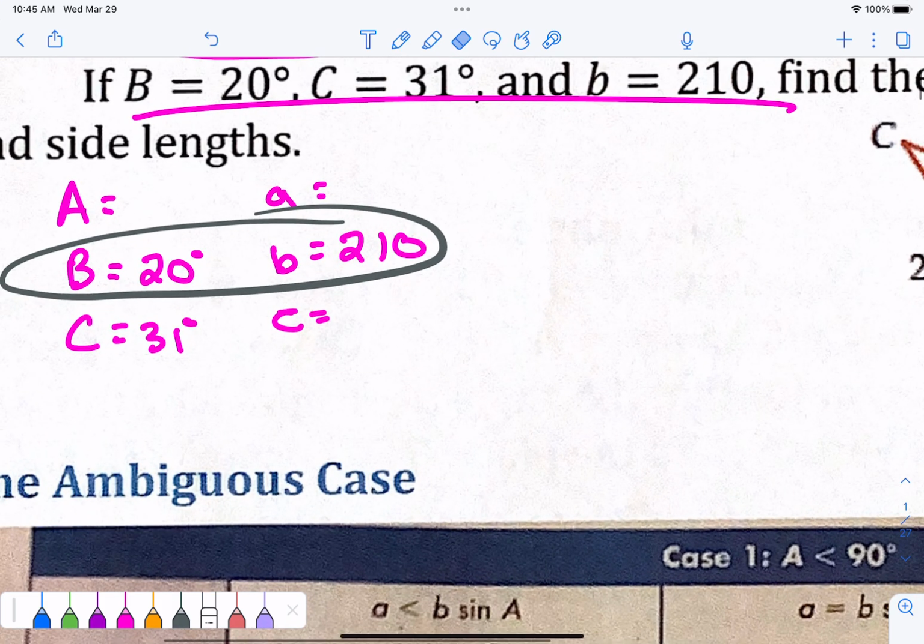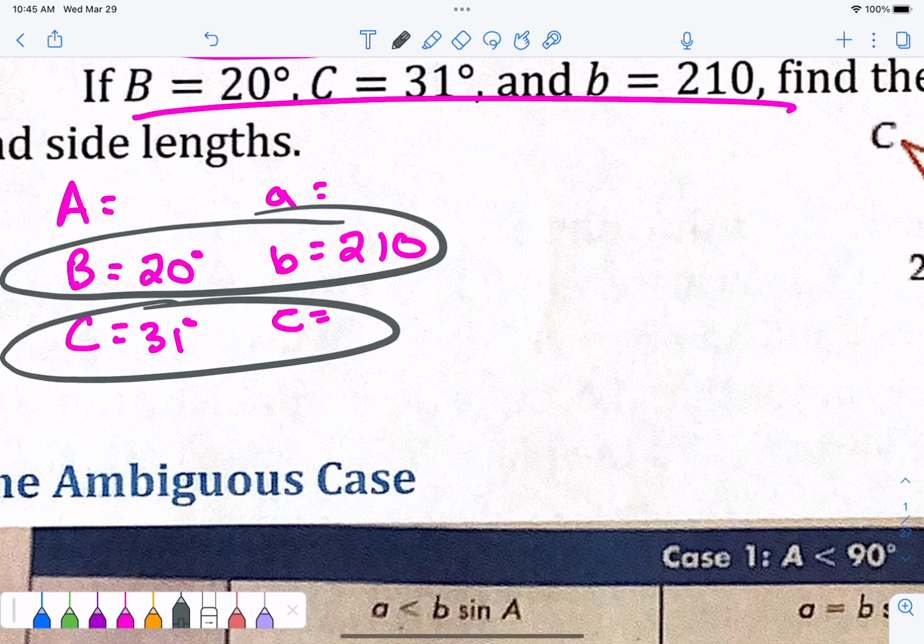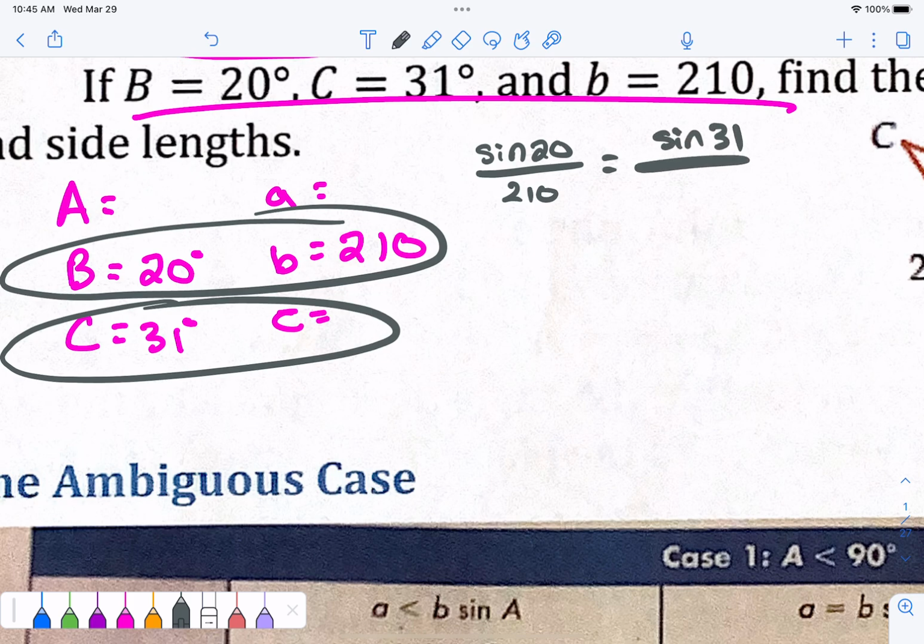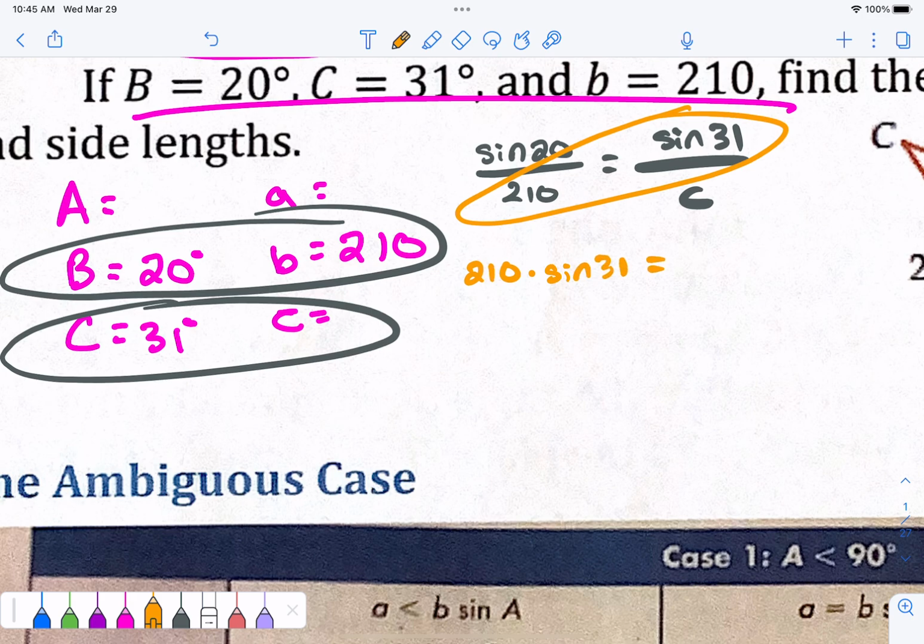And then we're gonna use this C value and we're gonna do this grouping and this grouping, okay? So I'm gonna set it up sine of, let's say 20 over 210. Okay, the sine of the angle over the side equals, and I have sine of 31 over C. Okay, then I'm gonna cross multiply. So you're multiplying and then multiplying. So I have 210 times sine of 31 equals C times sine of 20. Yeah, that's my cross multiply.